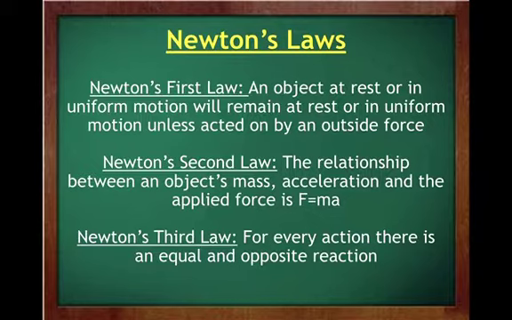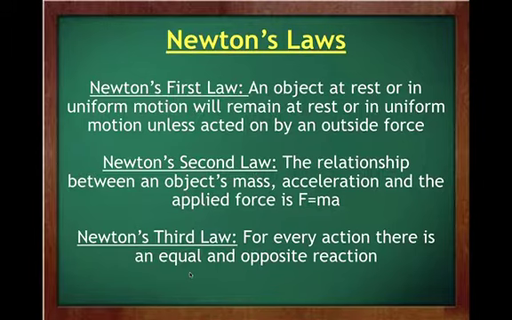Newton's second law is that the relationship between an object's mass, acceleration, and the applied force is that force is equal to mass times acceleration, okay? You might recall from last lesson that a Newton was defined as the amount of force required to get a 1 kilogram object to accelerate 1 meter per second squared. And this is where these units are coming from. It's a mass multiplied by its acceleration, which gives us units of newtons, or kilogram meter per second squared. So that's what Newton's second law is saying.